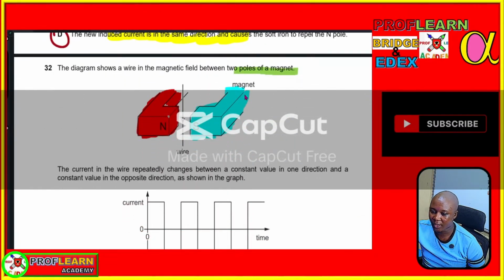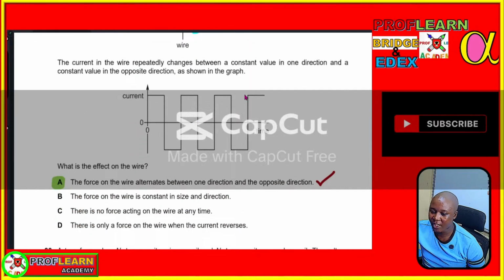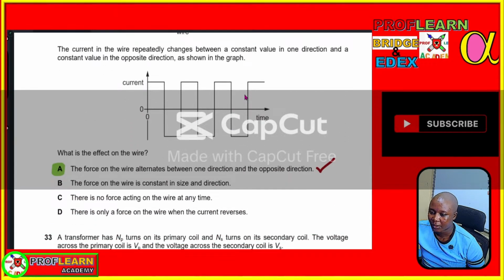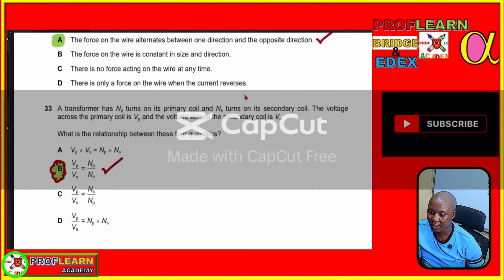Question number 32, the current is repeatedly changed, so what is the effect on the wire? The force on the wire alternates between one direction and the opposite direction. That's why you can see we are having the highest in the positive and the lowest in the negative side.